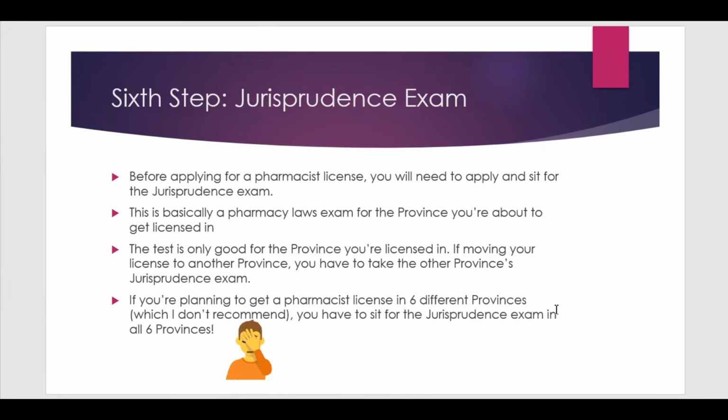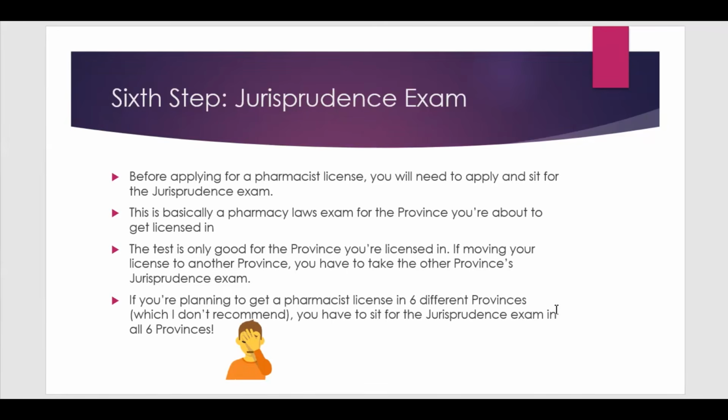Let's say you're applying to become a licensed pharmacist in Ontario, and then you work in Ontario as a pharmacist, you don't like it, and you want to move to somewhere else. You want to move to Saskatchewan or Alberta or British Columbia or somewhere else. The good thing is you can transfer your license to that province, so you don't have to go through all the process again, but you have to take the pharmacist jurisprudence exam for the new province you're moving to. So every time you move from one province to another, and you want to move your license with you, you have to take the jurisprudence exam.